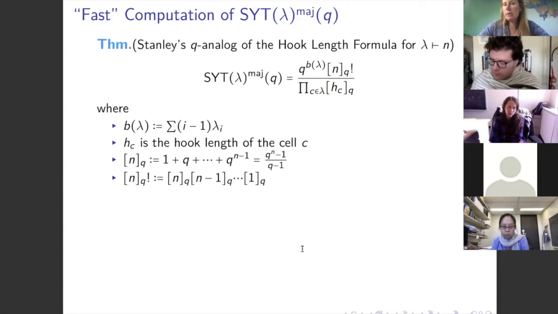what we saw in the last example was the major index actually had shifted up a little bit. So we have to multiply it by q to the b of lambda. And b of lambda is another simple statistic. If you have a partition written as lambda 1 bigger than or equal to lambda 2, bigger than or equal to lambda 3, and so on, then you just take the sum of (i minus 1) times lambda i. That's b of lambda.